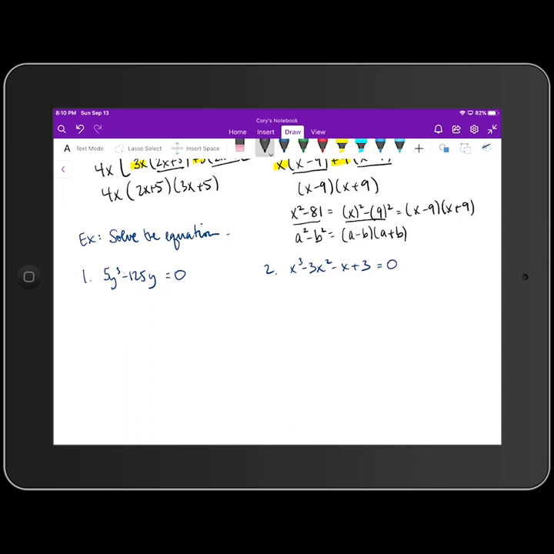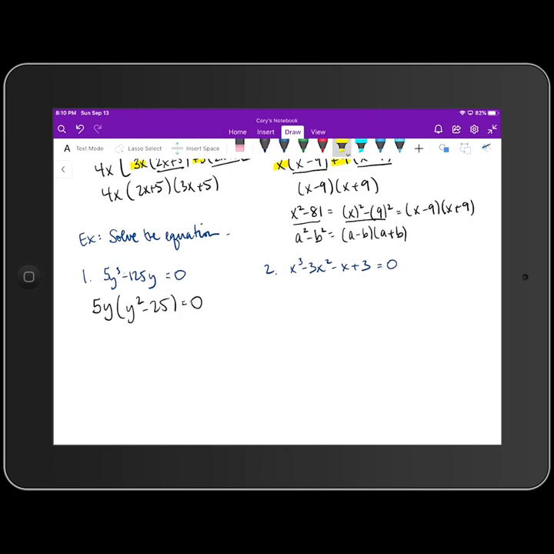Okay, so when we look at number 1, again, the first thing we want to do is see if there's something that I can factor out of the two terms, which there is. There's a numeric factor of 5 that we can factor out, and there's also a variable factor of y that we can factor out as well. So when we factor out 5 times y, that is going to leave us with y squared minus 25.